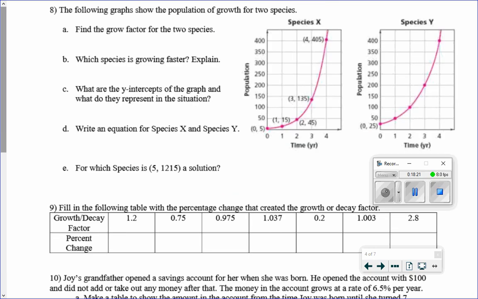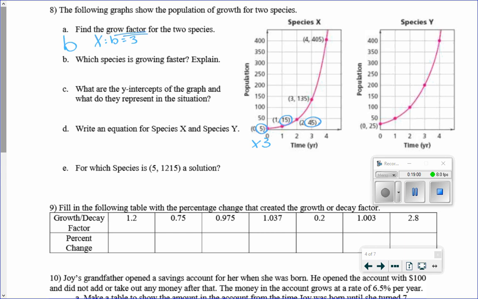All right, for number 8, we're going to compare the following graphs. They show the population growth for 2 species. So for the 2 species, we're going to find the growth factor. The growth factor is the B in our equation. We can find that number by looking at what it's multiplying by to get from value to value. So in species X, it goes from 5 to 15, and then from 15 to 45. So what's that multiplying by? By 3. So our B is 3.